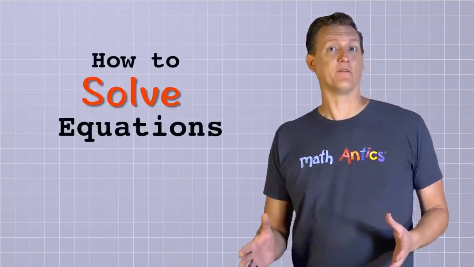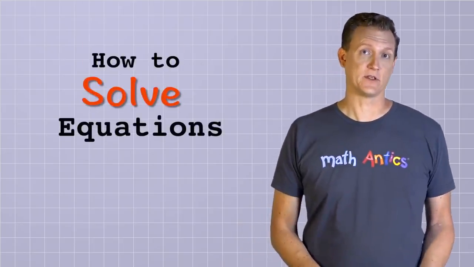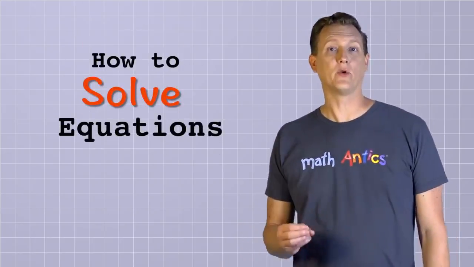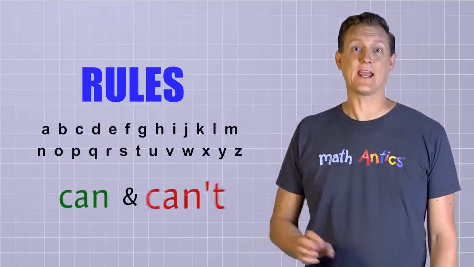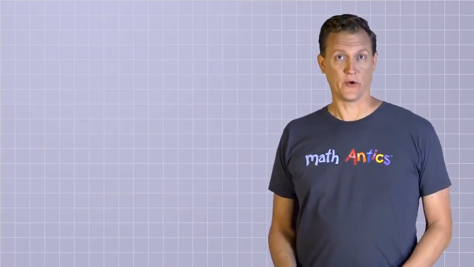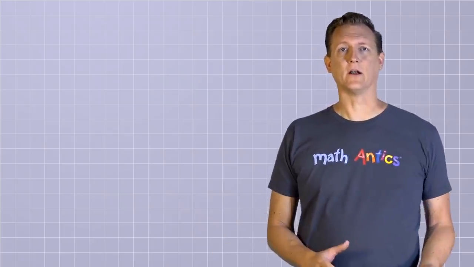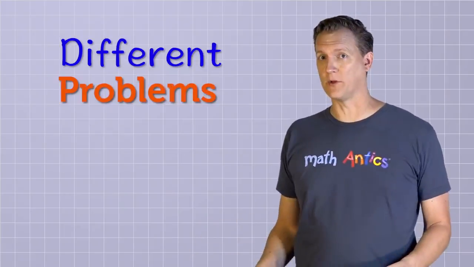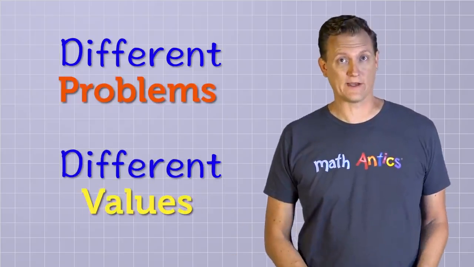We're going to learn a lot more about how to actually do that, how to solve equations, in the next several videos. But for now, let's learn some important rules about how symbols can and can't be used in algebraic equations. The first rule you need to know is that the same symbol or letter can be used in different algebra problems to stand for different unknown values.